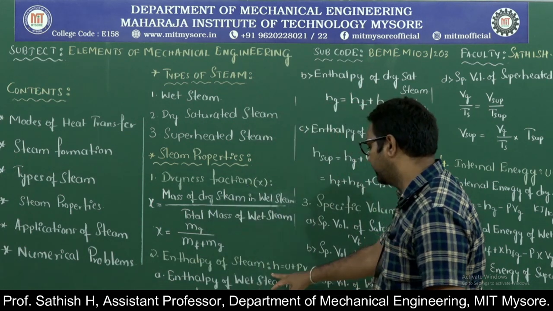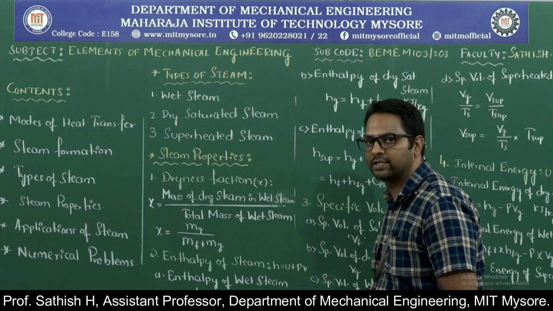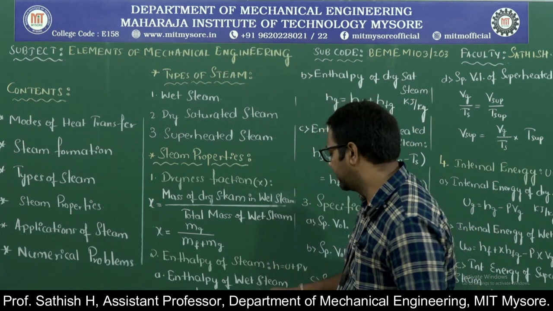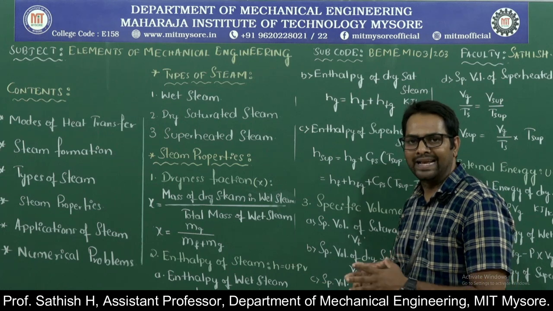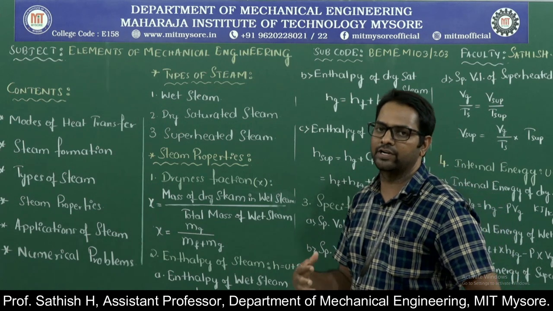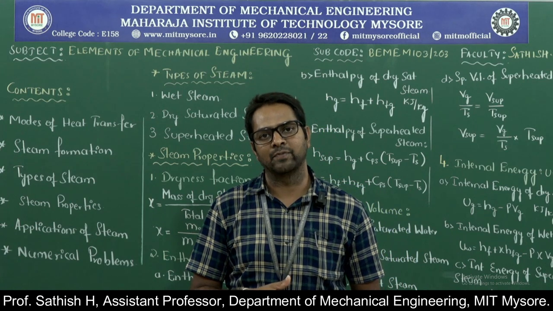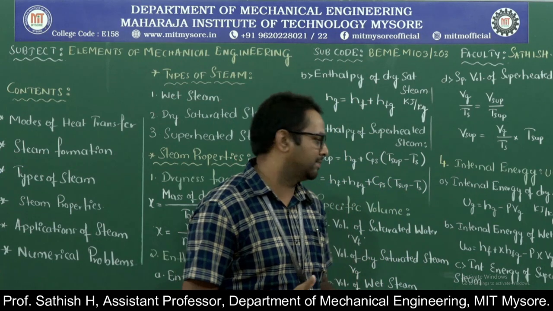In the form of an equation we can write it as H is equal to U plus PV, where U represents the internal energy, P represents the pressure and V represents the volume. So enthalpy is the summation of internal energy plus the pressure times the volume. Let us discuss the enthalpies for the different types of steam.